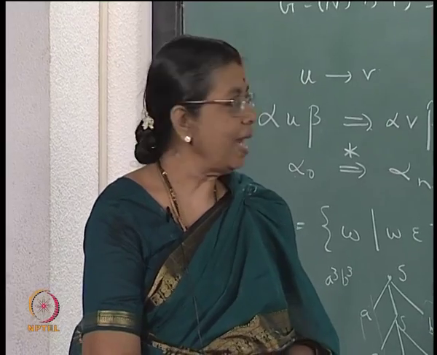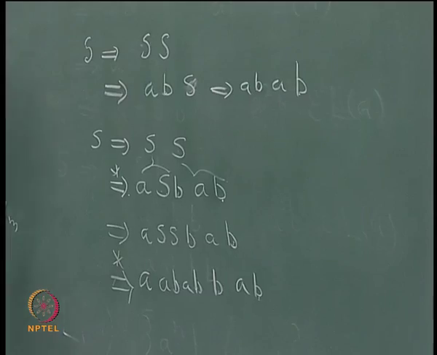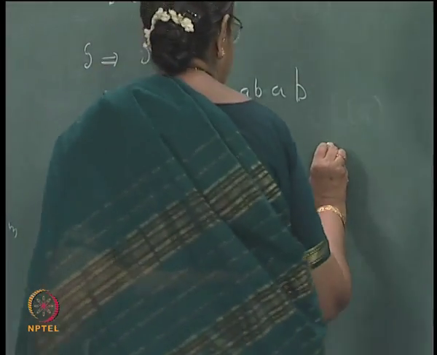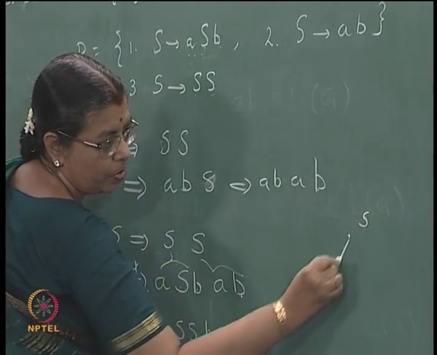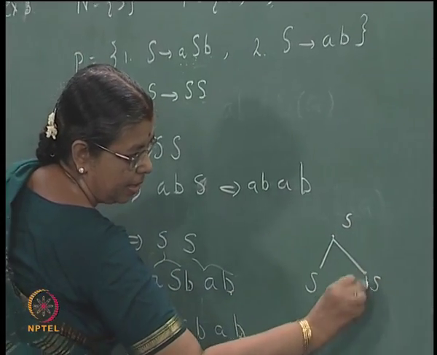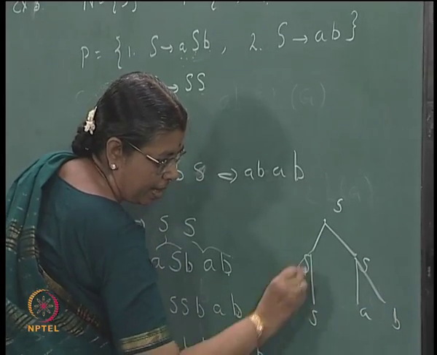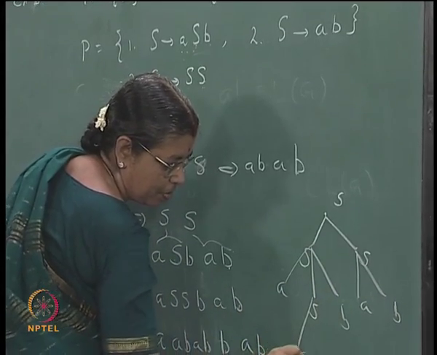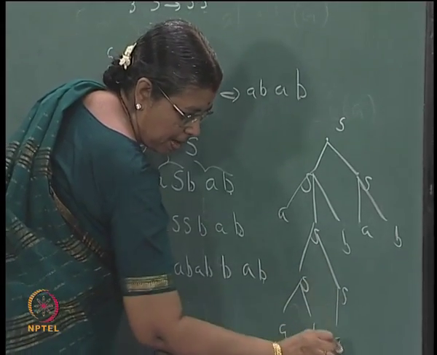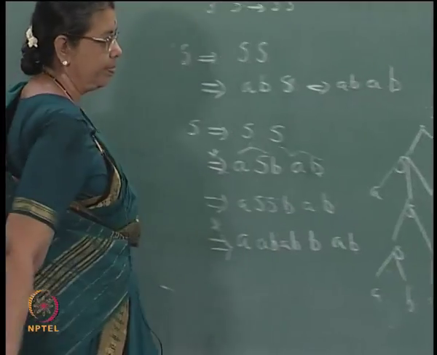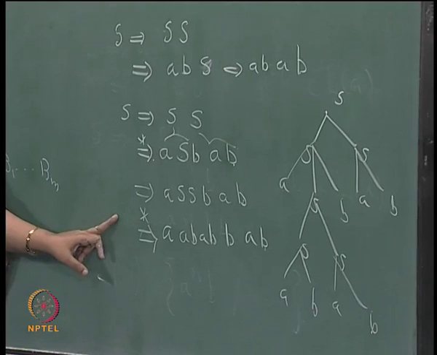How do you describe the language generated by this? Let us consider the derivation tree for this. It will be S goes to SS, this goes to AB, then this goes to ASB, this goes to SS, then AB. The derivation tree for this derivation is that.